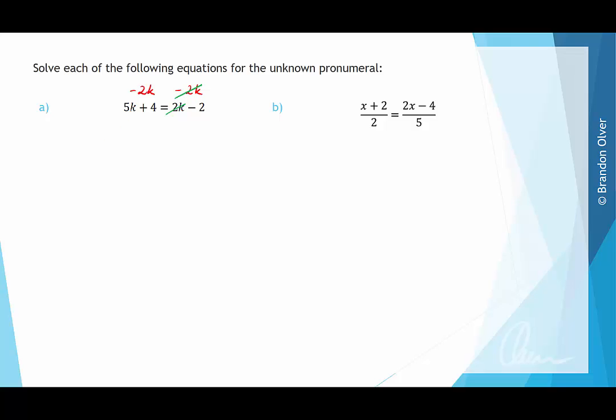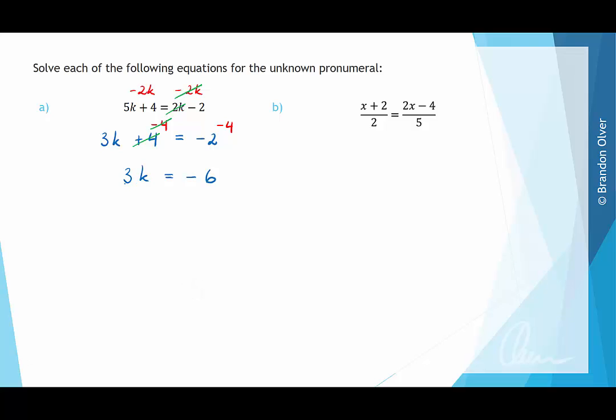So on the left hand side we have 5k - 2k leaves 3k + 4 is equal to -2. Next, we're going to subtract 4 from both sides to get everything else on the other side. So that means the positive 4 and the negative 4 here will cancel. This will leave us with 3k = -6.